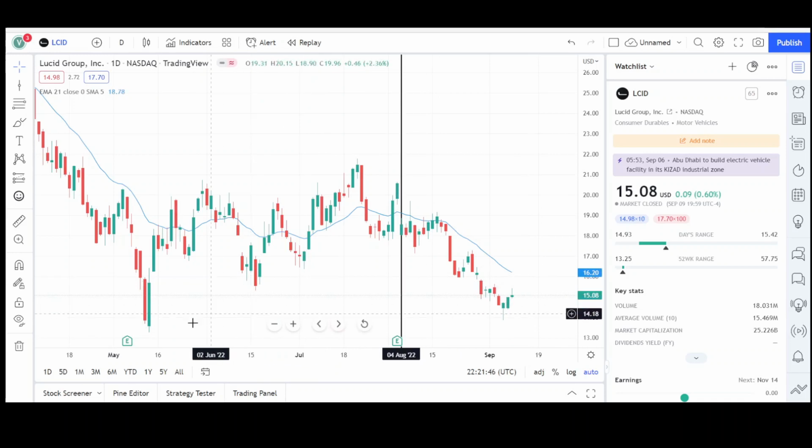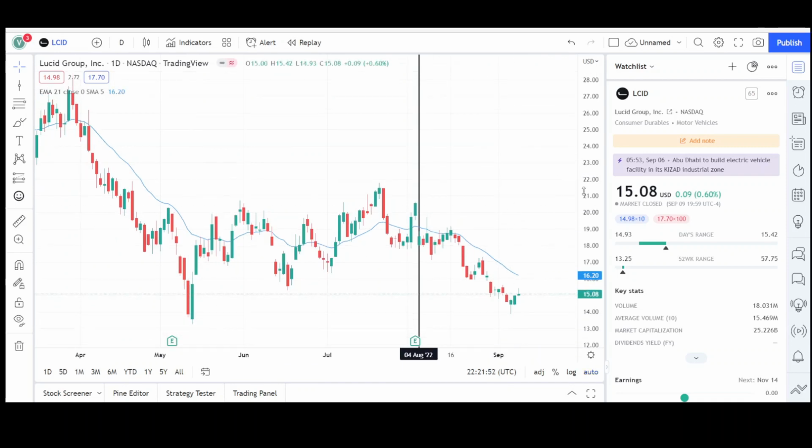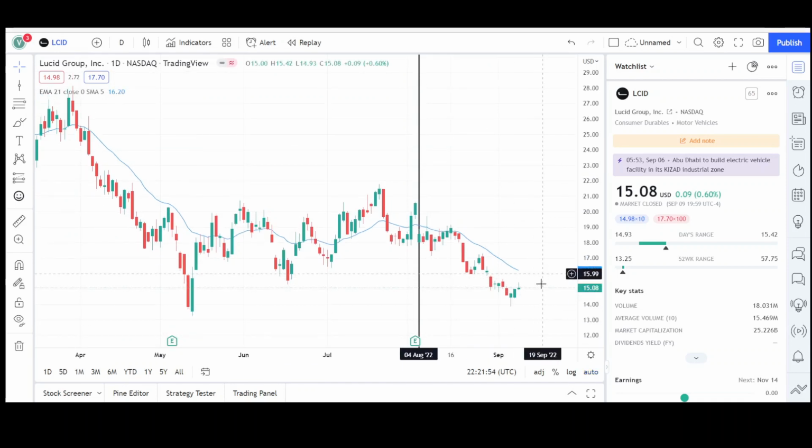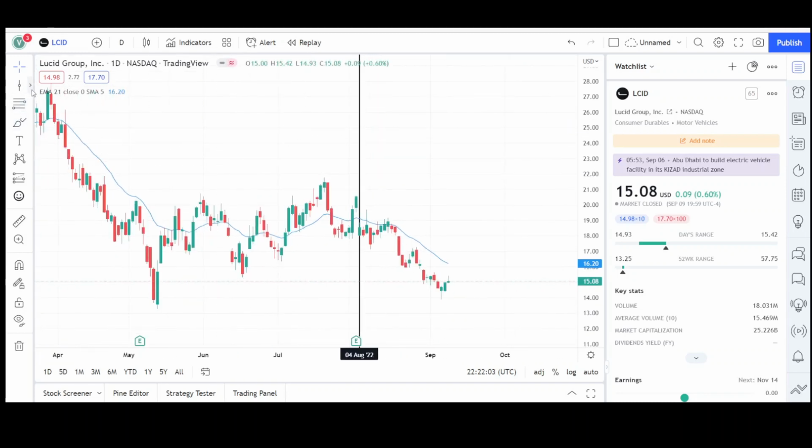So in my previous analysis, I was expecting a new low to be made of this downtrend, which is right over here at that 13.25 level, and we came pretty close to it. Right now, we're just receiving a bounce because we are a little bit extended from the EMA, so we could see a pullback in the short term. Let me show you guys the overall pattern.